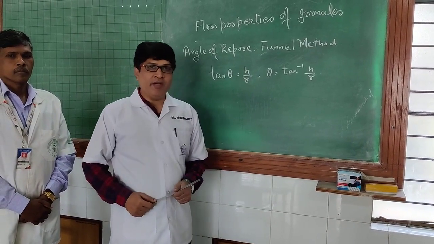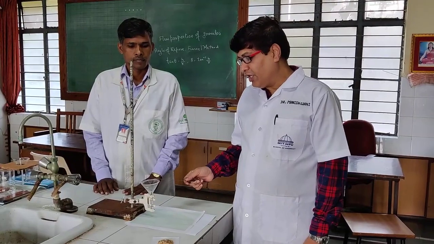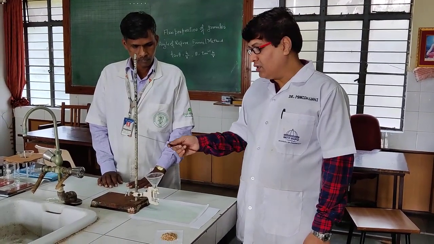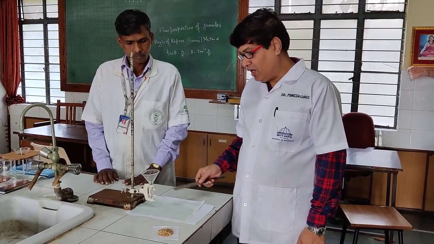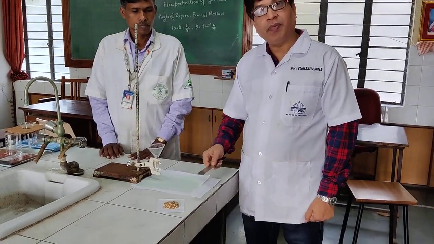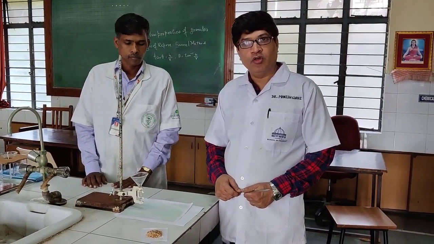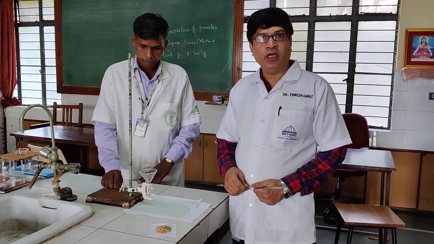Let me show you the equipment that we are going to use. The equipment that we are going to use are a Bureau stand, a funnel, and a graph paper. You will require a scale, and you will require the granules for which you are going to find out the angle of repose, which is going to give you the idea of the flow property of that particular granule.